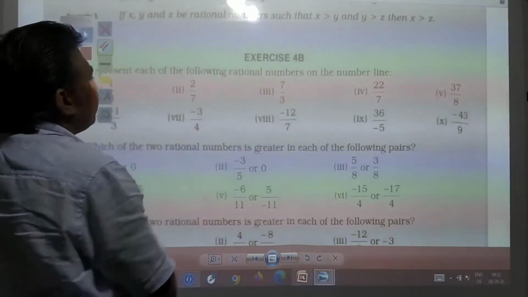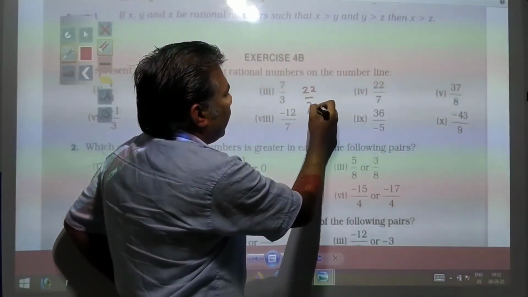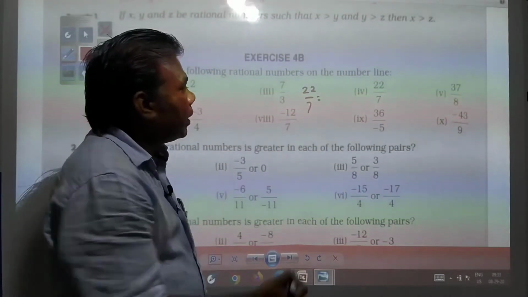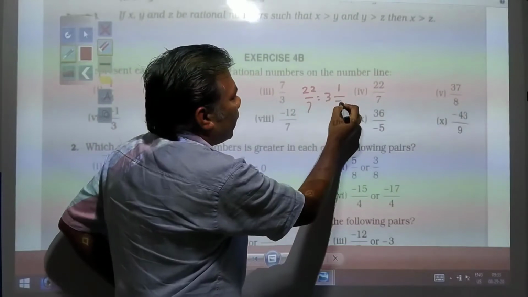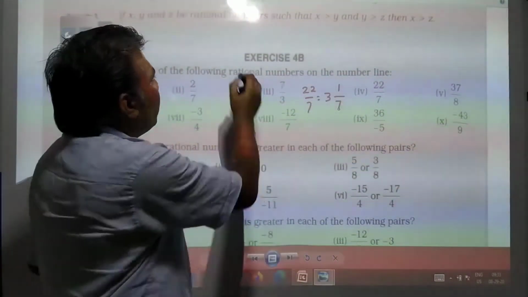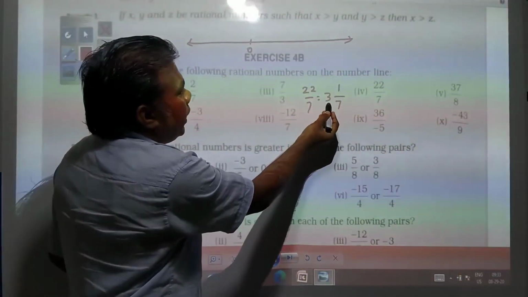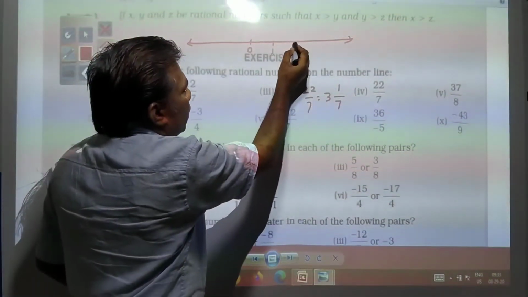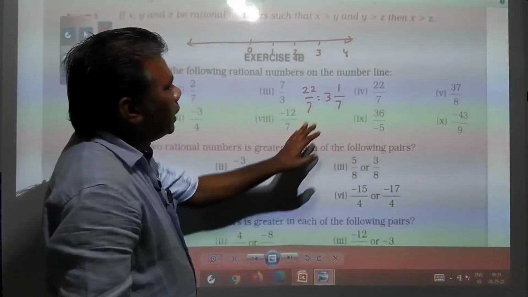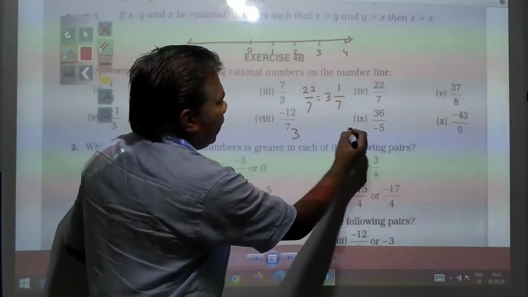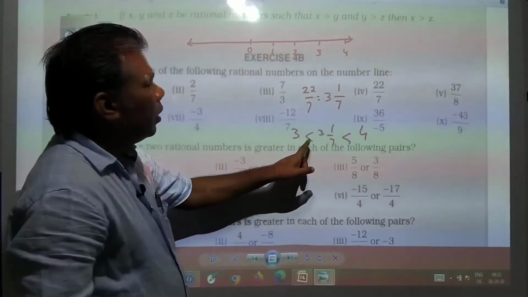Next you see 22 by 7. Again, if 22 by 7 is there, this is required to be converted into a mixed fraction. 7 threes are 21, so 3 whole 1 by 7 it will be. So how will it be done? Again, you have a number line, here you have 0, 3 whole means 1 unit, 2 unit, 3 unit and 4th unit. This will come in between 3 and 4. 3 whole 1 by 7 will come in between 3 and 4.